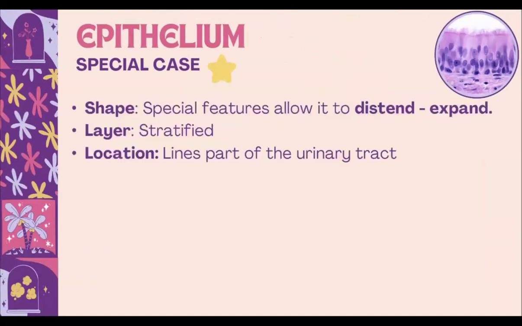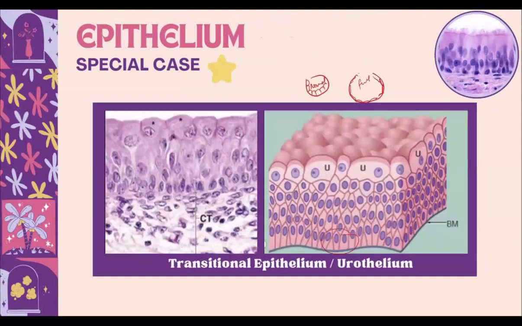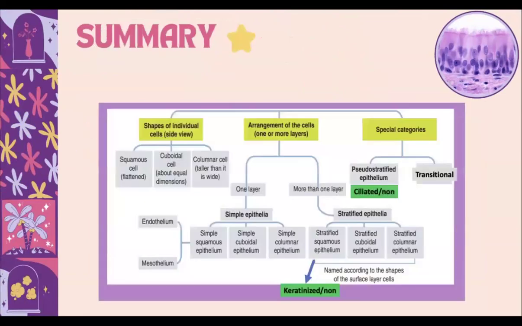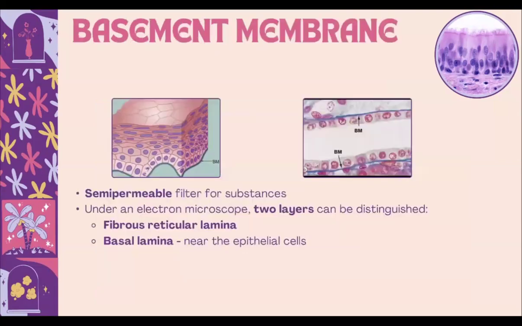So again, they can distend, they can expand. And here, for sure, you can tell that these are stratified because the multiple layers are sitting upon each other instead of all of them sitting on the basement membrane. Now this over here is just a summary of all of the types of epithelium we can have: simple squamous, simple cuboidal, simple columnar, then stratified squamous, stratified cuboidal, stratified columnar, keratinized, non-keratinized, ciliated, so on and so forth, and transitional, non-transitional. That's done with the types of epithelium that we have.